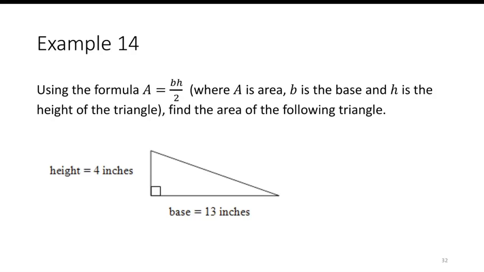Using the formula A equals b times h over 2, where A is the area, b is the base, and h is the height of the triangle, find the area. So we're told the base is 13, so b is 13. And the height is 4, so h is 4. So in this formula, I replace the b with 13, the height with 4, and then divide by 2. 13 times 4 is 52, and divide by 2 to get 26. And technically this would be square inches.